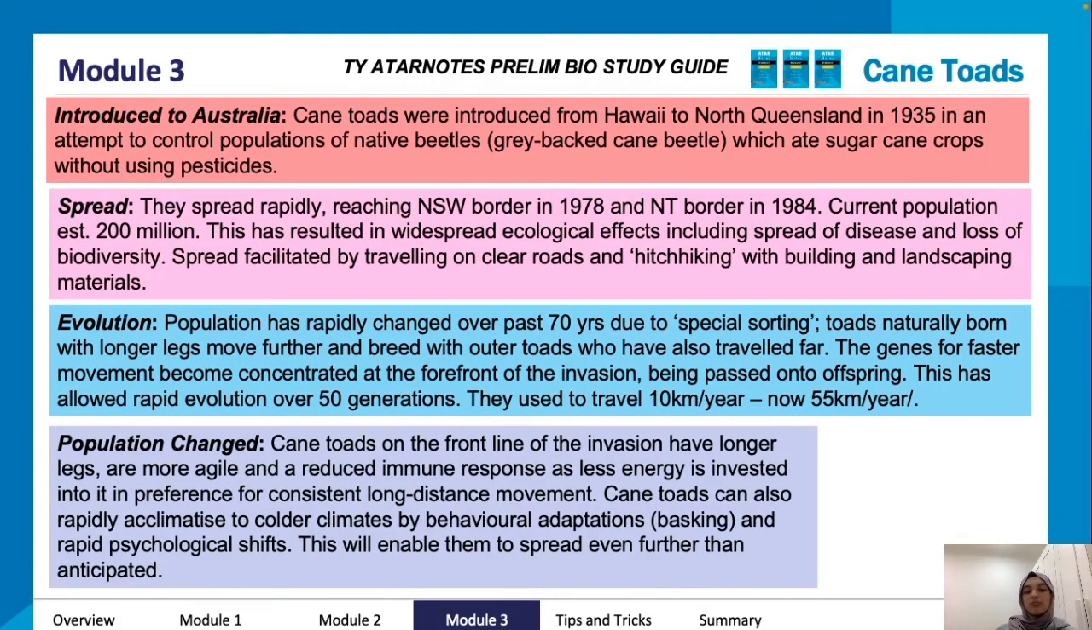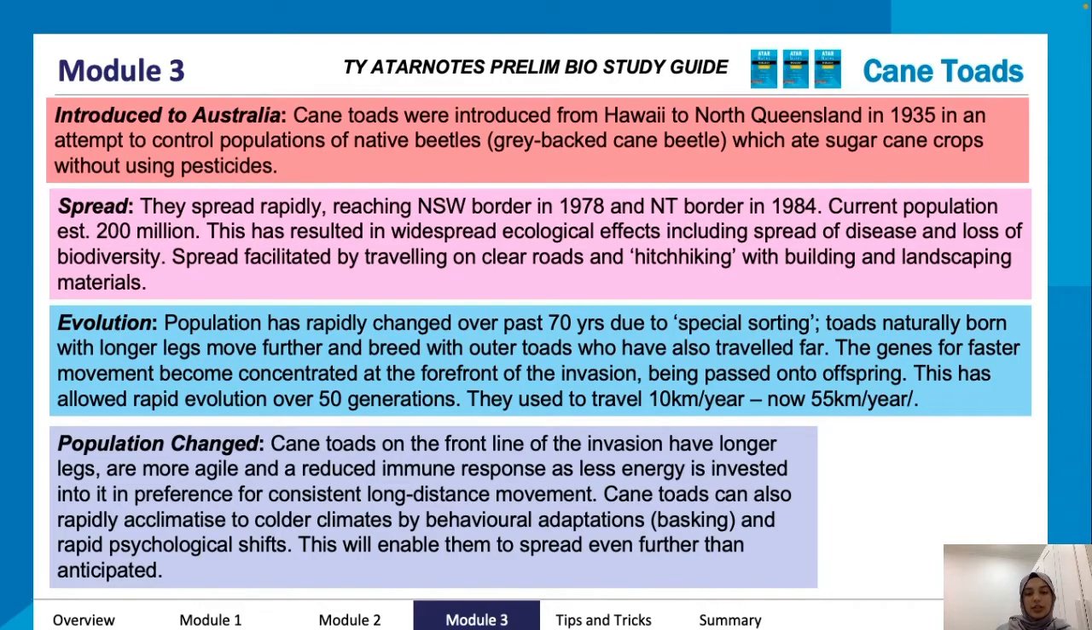Evolution. The population has rapidly changed over the last 70 years due to spatial sorting. Toads naturally born with longer legs move further and they breed with other toads who have also travelled far. So the genes for faster movement, when passed on, become concentrated at the forefront of the invasion, and they're passed on to the offspring who become really fast as well. This has allowed rapid evolution over 50 years. They used to travel 10 kilometers a year, and now 55 a year. So it's very, very fast, right? Compared to what it was, we can see that evolution occurring.